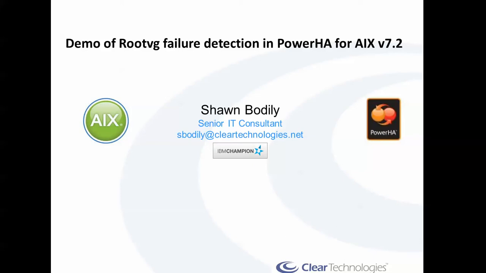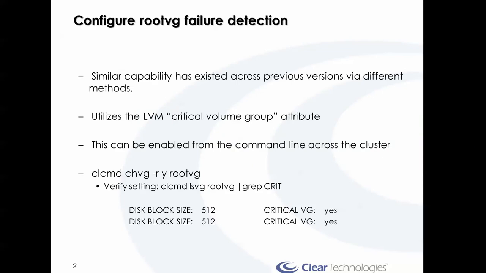And I'm going to give a very quick demo of the Rootvg failure detection capabilities in PowerHA for AIX version 7.2. Now, the detection of a lost Rootvg is not really new in clustering. In general, it's actually one of the more core principles of clustering. Back in the good old days of dedicated systems and internal disks, you lost the OS, the system went down on its own. The other node missed heartbeats, detected the failure, and would fail over.